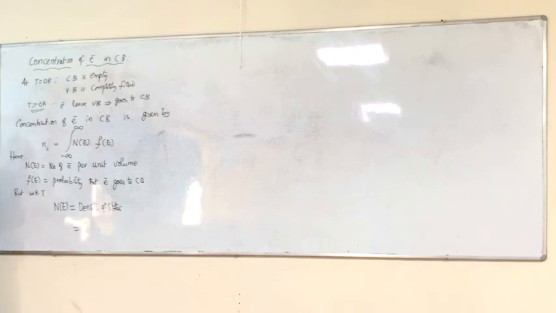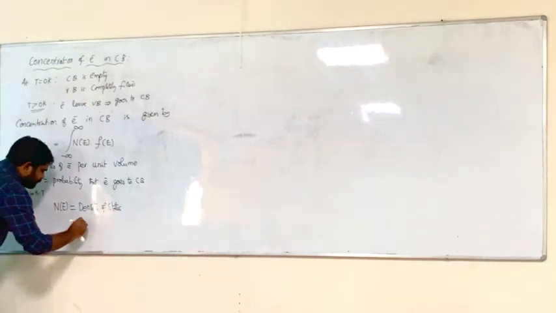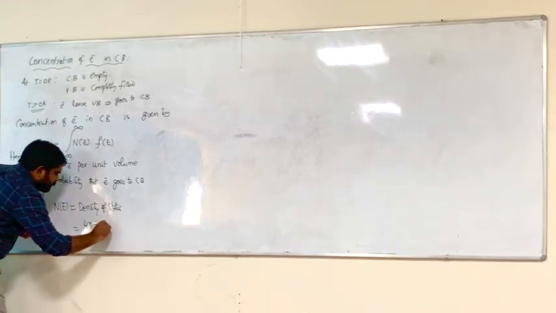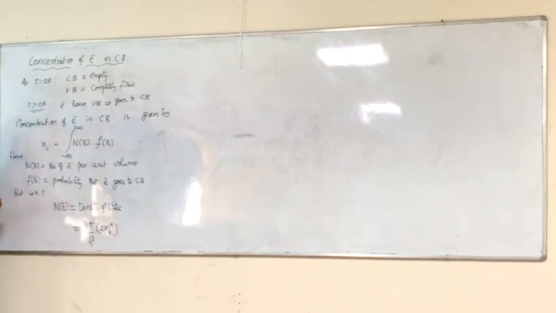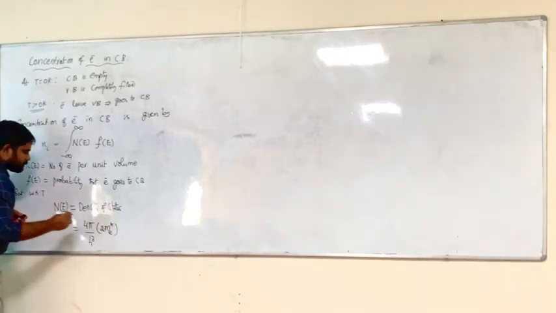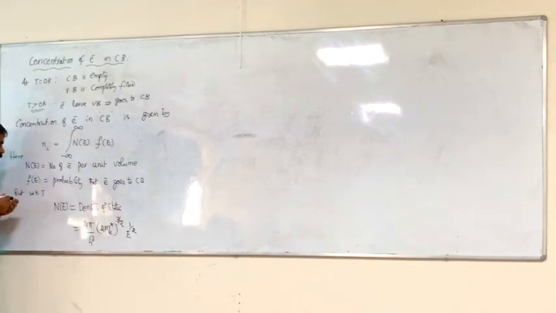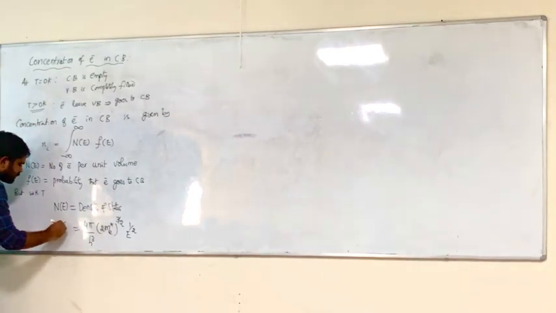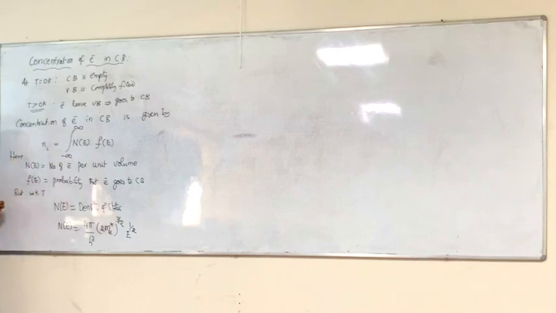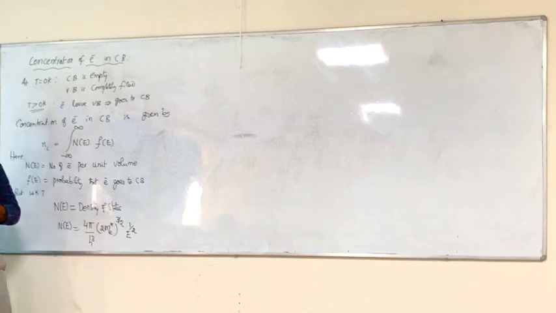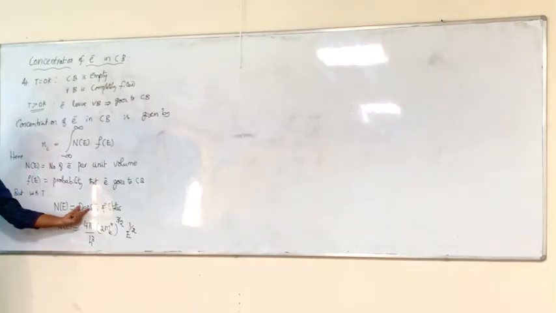N of E is equal to 4 pi by h cube into 2 m star to the power 3 by 2 into E power 1 by 2. This is density of states or n of E, or else the number of electrons per unit volume. This we did not derive, we are simply taking it. In the syllabus you don't have the derivation, but you should know what is density of states.